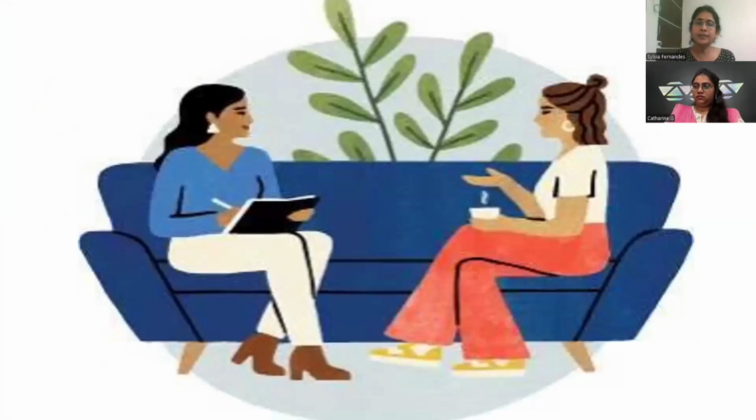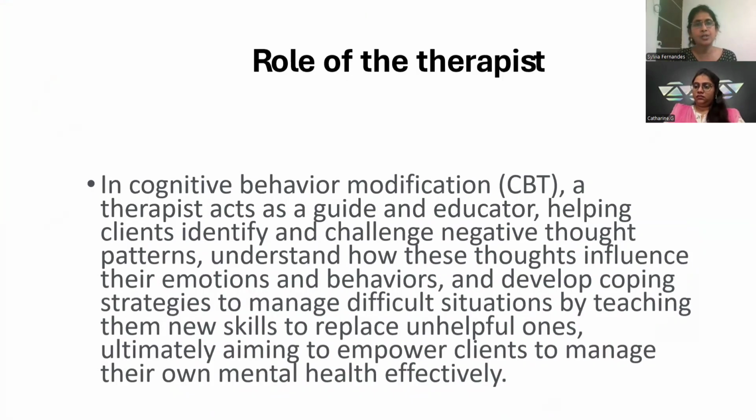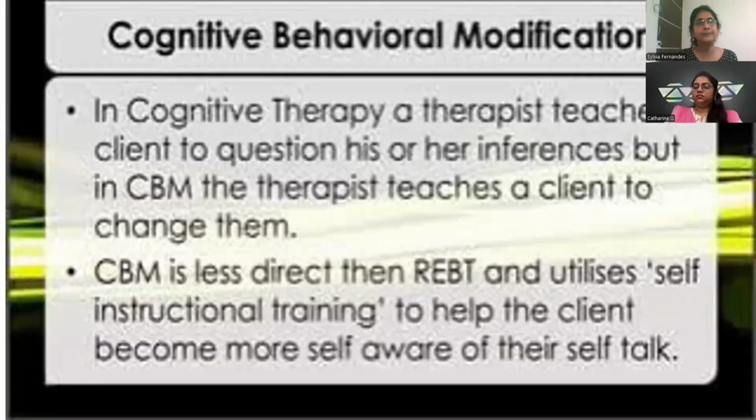So, what will be the role of a therapist in cognitive behavior modification? The therapist acts as a guide and educator, helping the client to identify and challenge their negative thought patterns. Then they help them to understand how these thoughts influence their emotions and behavior, and also teach them some coping strategies so that they can manage their difficult situations. So they teach them new skills to replace the unhelpful ones, finally empowering the client to become self-reliant and manage their own mental health in a very effective manner.